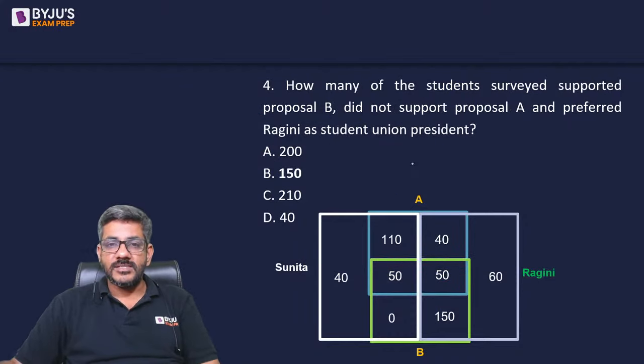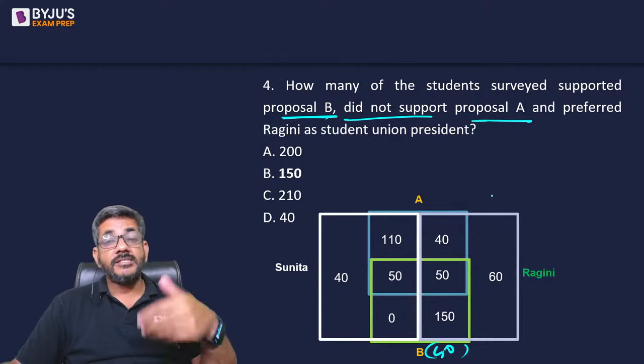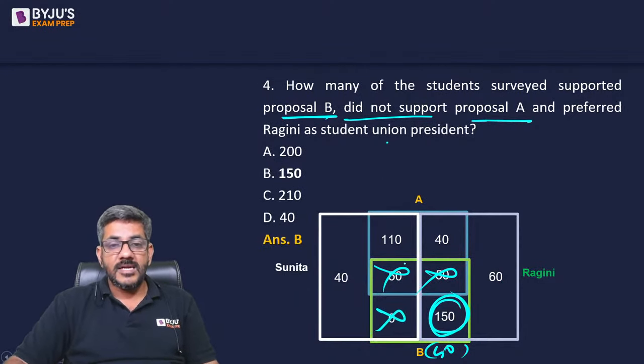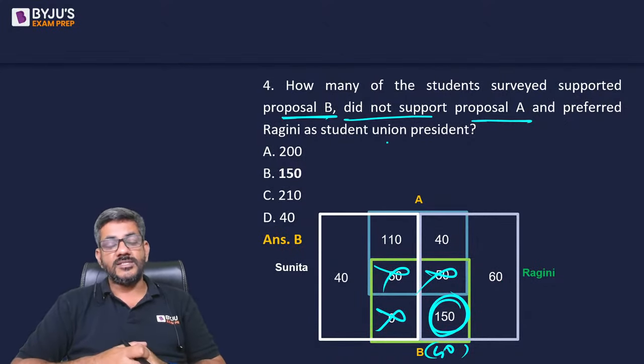And then the last question, how many of the students surveyed supported proposal B? That is 250 people supported B, did not support proposal A, and those who did not support A, so these are gone. And preferred Ragini as union president, and Ragini should come, which means Sunita is also gone. So these people are 150. That's it. That's the right answer for us. Option B is the correct answer for question number 4.